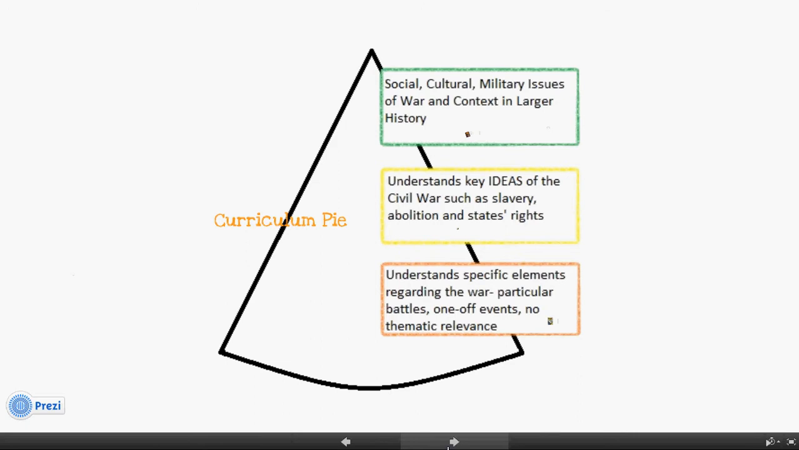And then the third portion of the curriculum pie is regarding specific elements, one-off events with not necessarily a lot of thematic relevance unless they're analyzed within that context. So you might be able to read this and be like, oh, well, I really understand this one thing, but where does it fit into the larger portion? And so the supplement that I chose for that does not necessarily focus on larger themes. So we'll go ahead and get started.